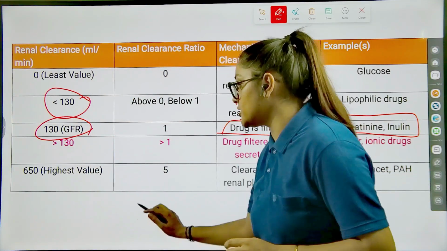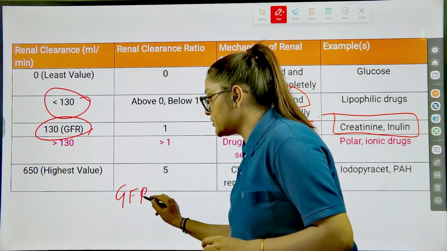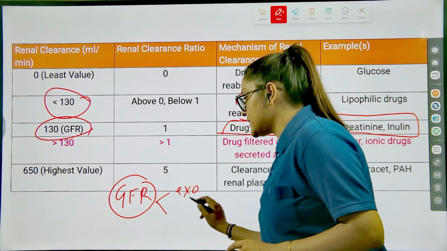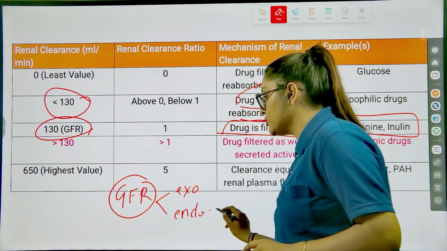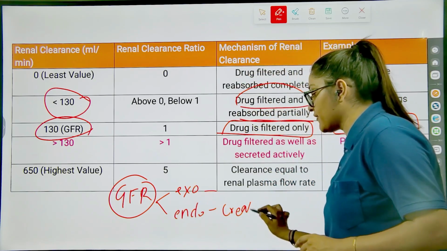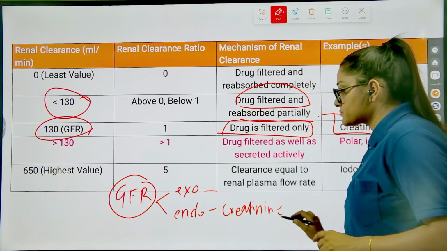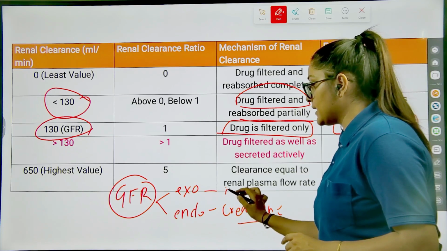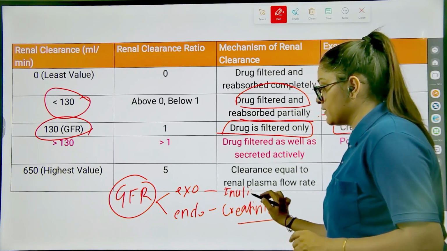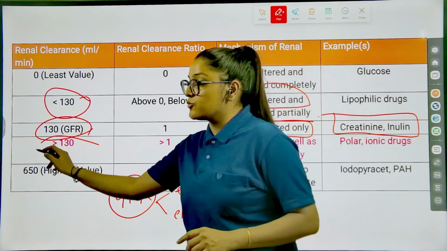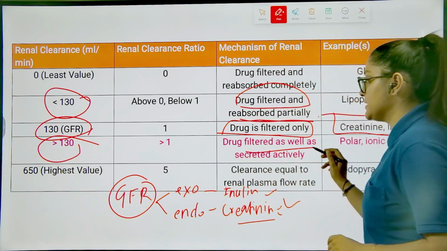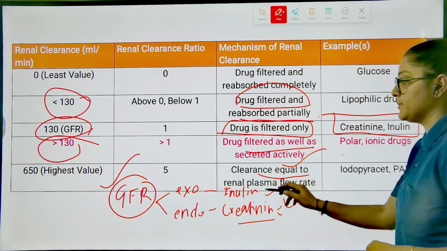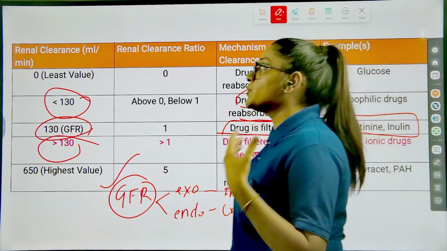For the measurement of GFR, the glomerular filtration rate, we mainly use two compounds. Number one has an exogenous origin, number two has an endogenous one. For the endogenous we have creatinine, which is why we mostly look at creatinine values. Second, the exogenous one is inulin. If the value is more than 130, the drug is filtered as well as actively secreted, and at the highest value clearance will be equal to renal plasma flow. So what's the point here?